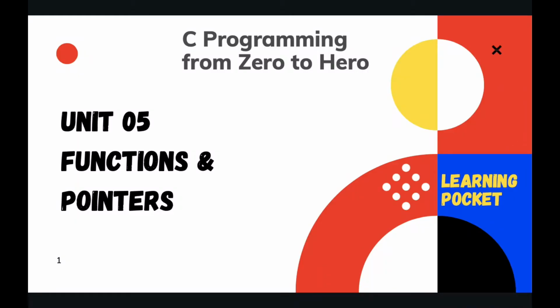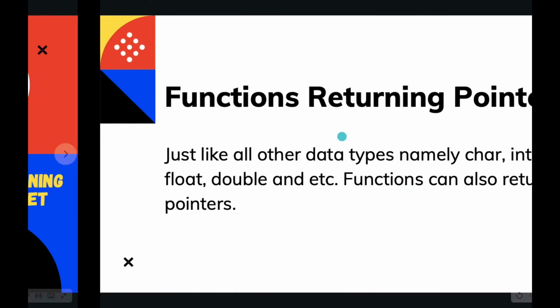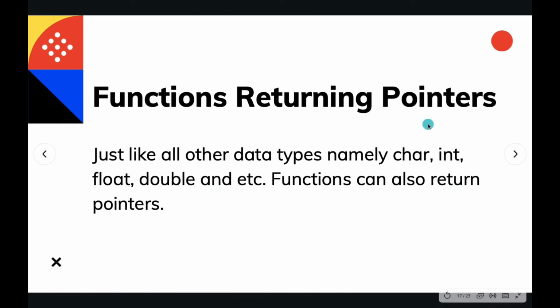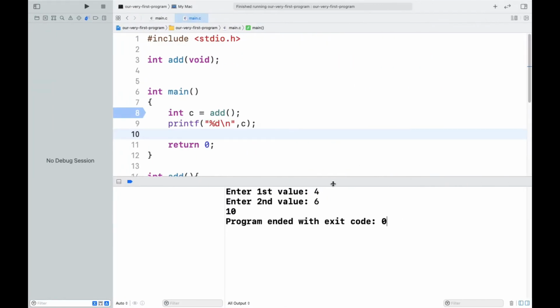Hello everyone and welcome back to Unit 5, and we are going to study the topic of functions returning pointers for this video. Similarly, we have functions that return character or integer or double or float. We can also have functions that return pointers, and those pointers can be of any type: character pointer or integer, double or float, etc. We can expect a function to return pointers instead of just variables. For a better understanding, we are going to write a program for that.